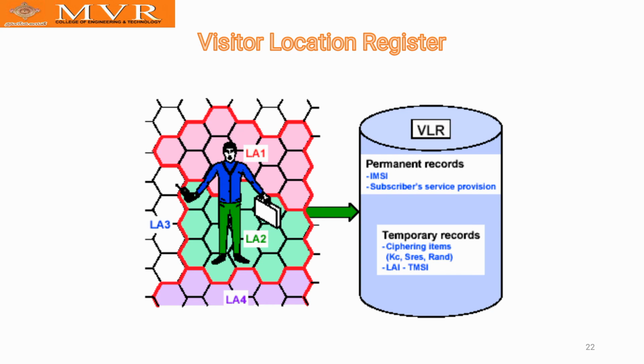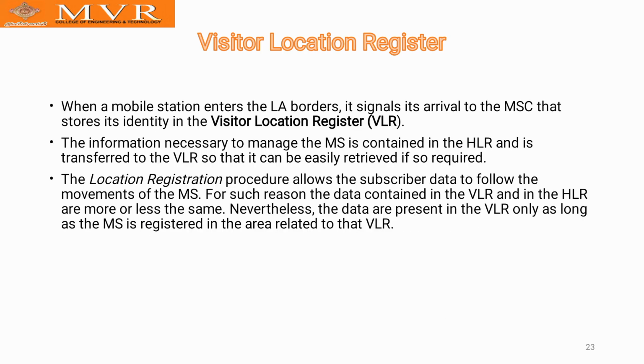So this is the visitor location register. The visitor location register maintains two types of records: permanent records and temporary records. The permanent records hold the IMSI and subscriber service provisions, and the temporary records hold the ciphering keys, such as Kc, along with the LAI and TMSI. It covers location areas LA1, LA2, LA3 and LA4, those are in the visitor location.